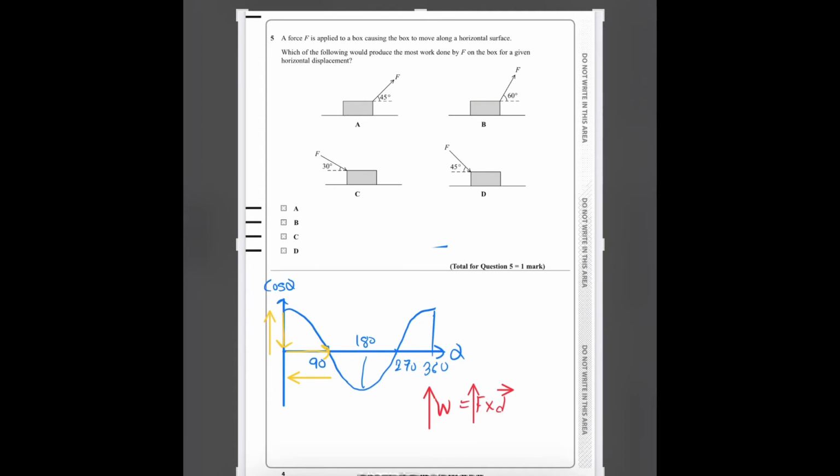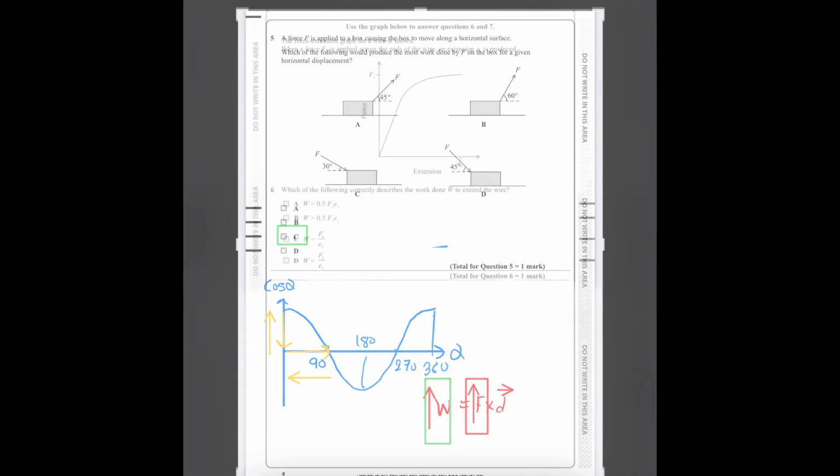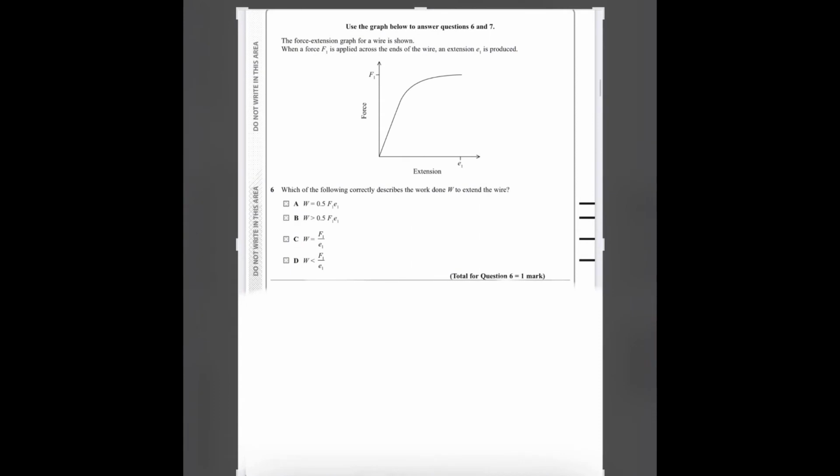Since it would have the highest value of force, it would give the highest value for work done. So the answer to number 5 is C. Number 6. The following extension graph for a wire is shown.